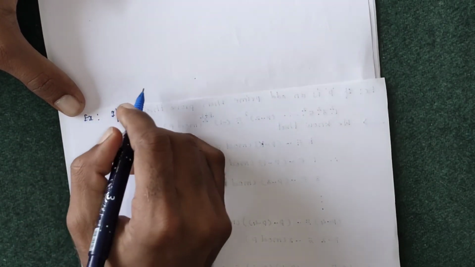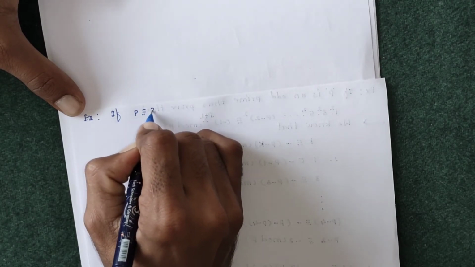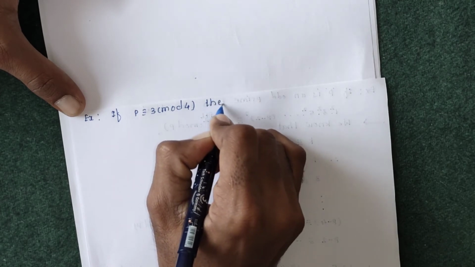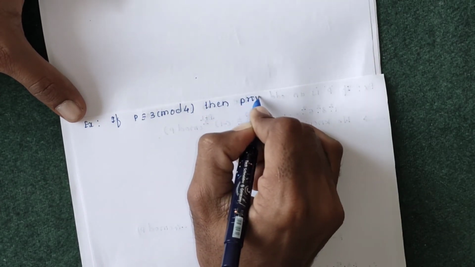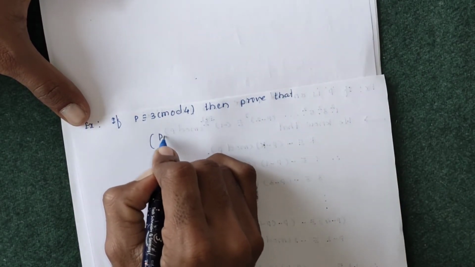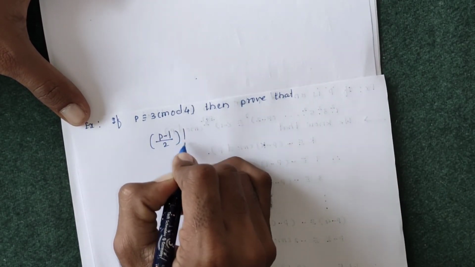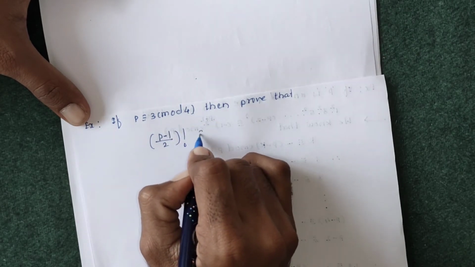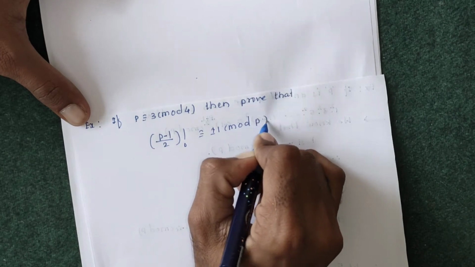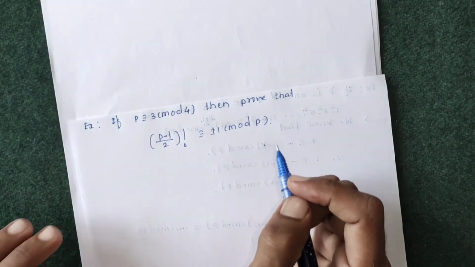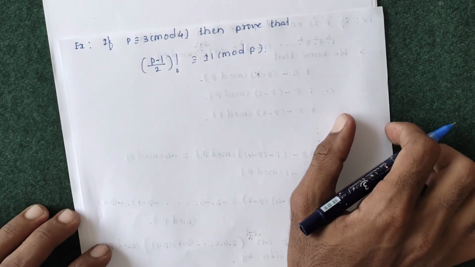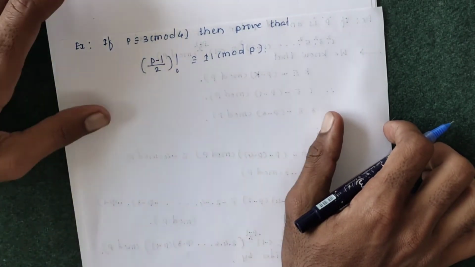if p is congruent to 3 mod 4, then prove that (p minus 1)/2 factorial is congruent to plus or minus 1 mod p. If p is congruent to 3 mod 4, then prove that (p minus 1)/2 factorial is congruent to plus or minus 1 mod p.